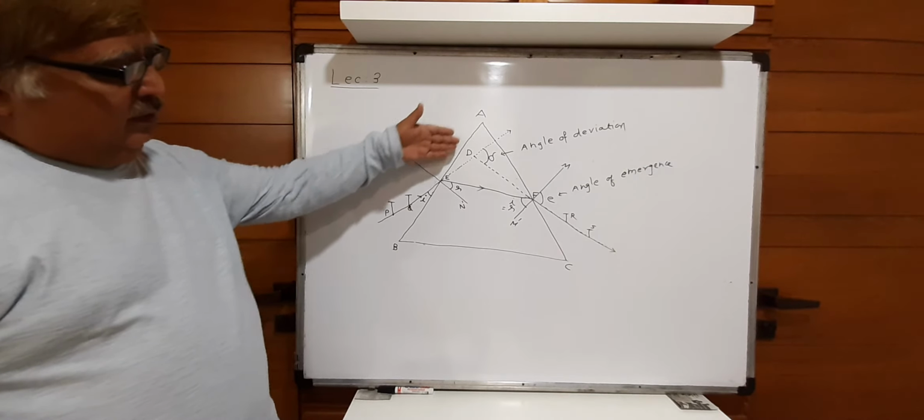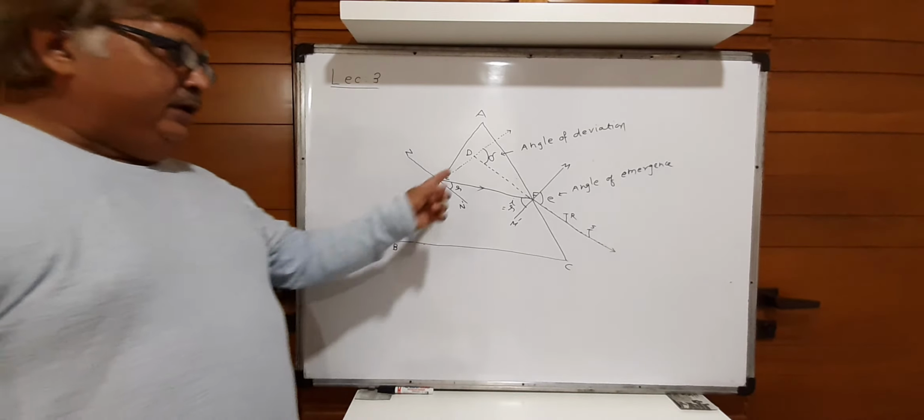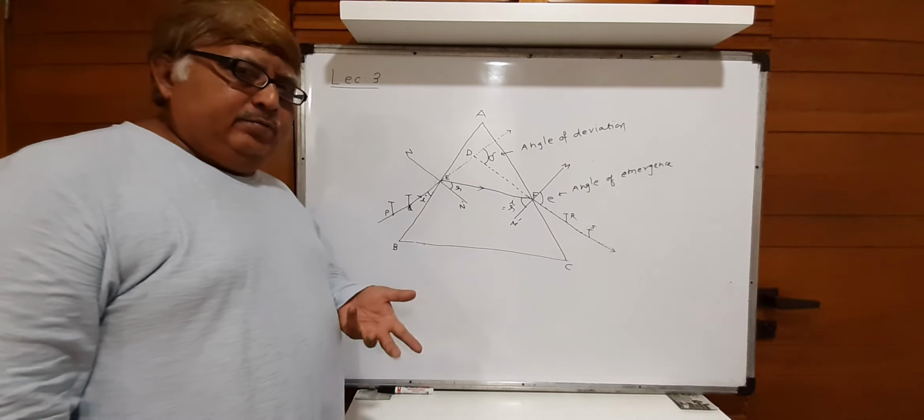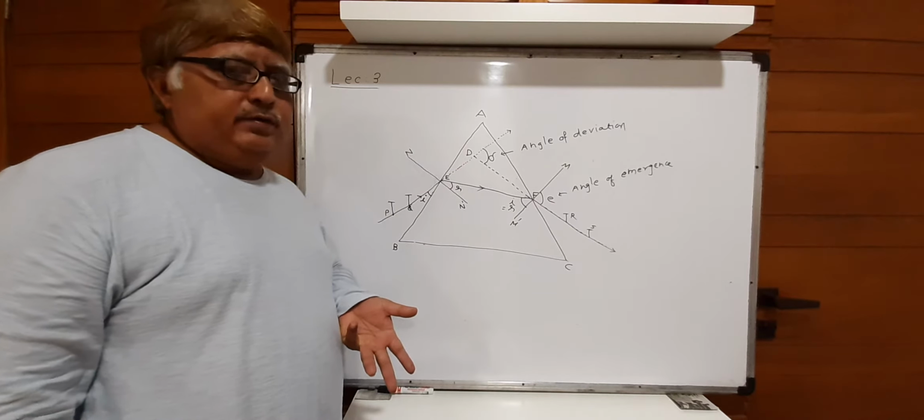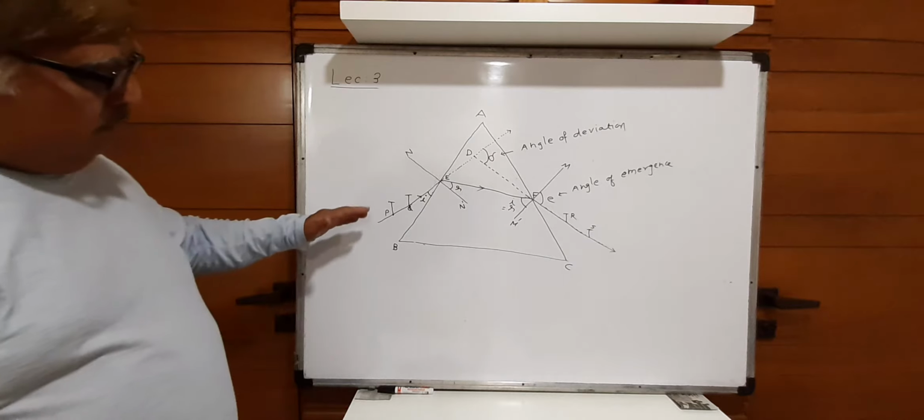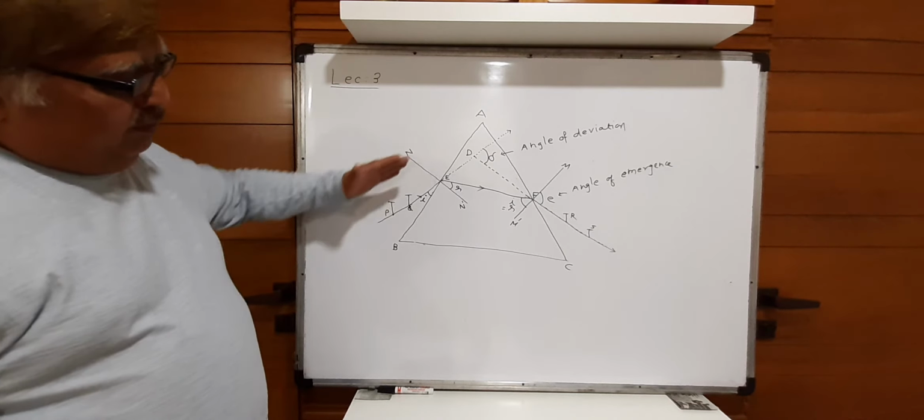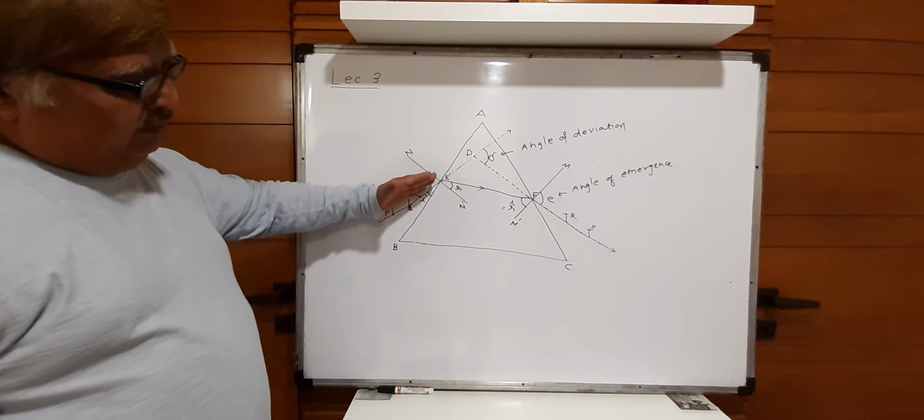Two refracting surfaces AB and AC are inclined at some angle. The angle can be 45, 90, 60, whatever, which is called the prism angle. PQ, or you can say PE, QE, this is the incident ray.